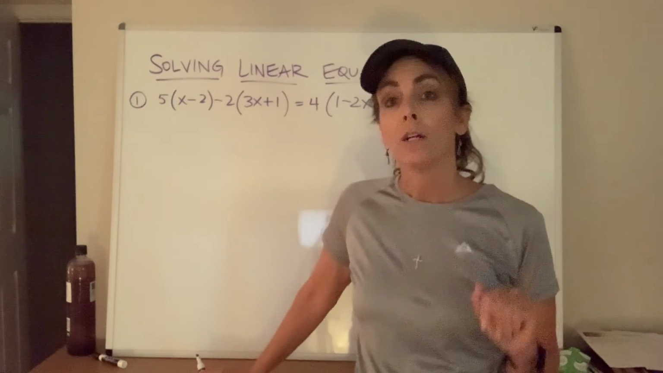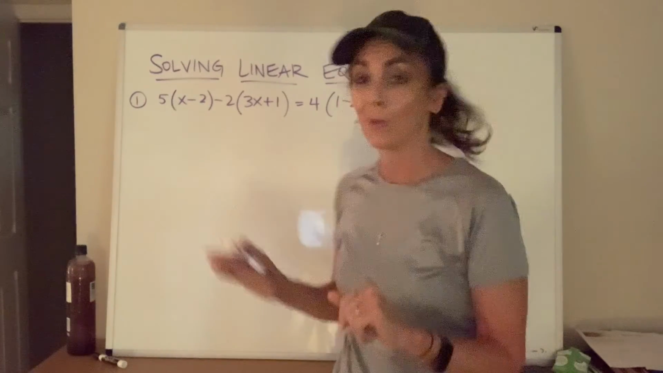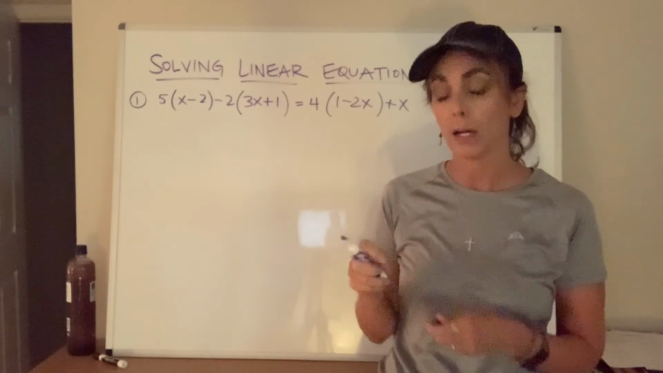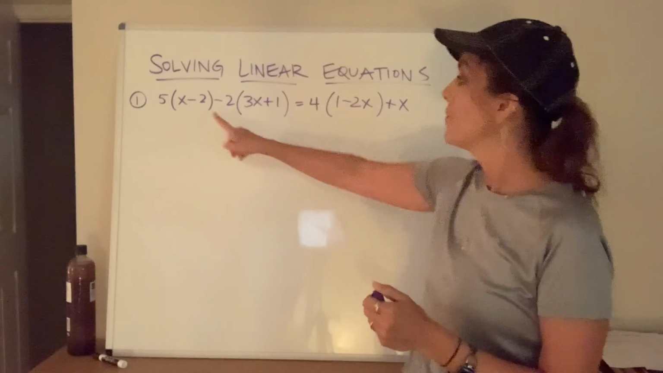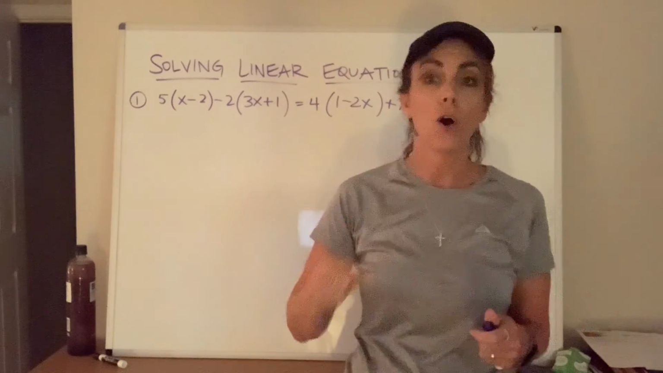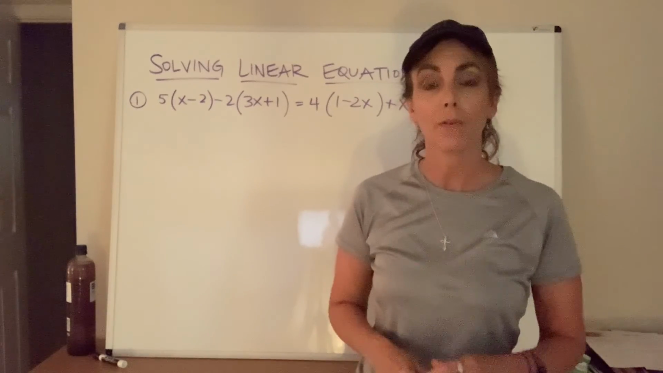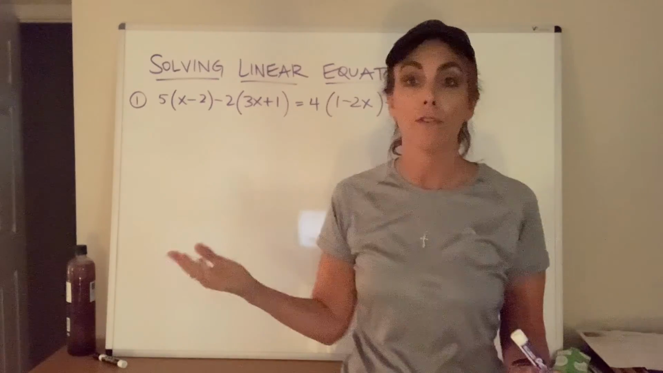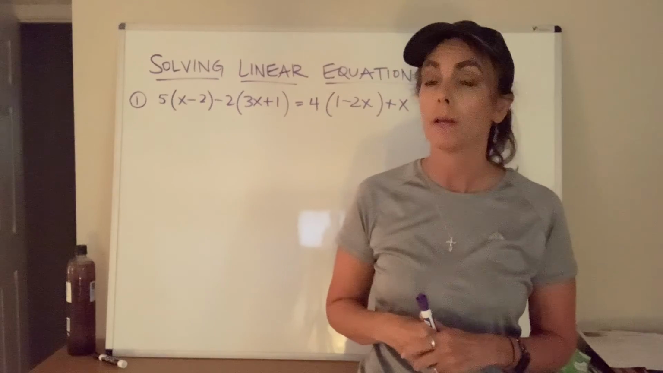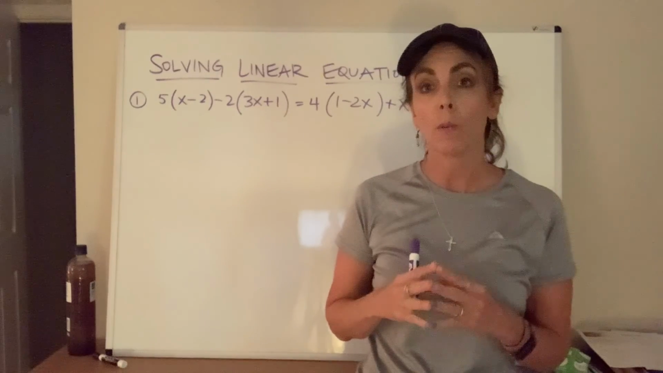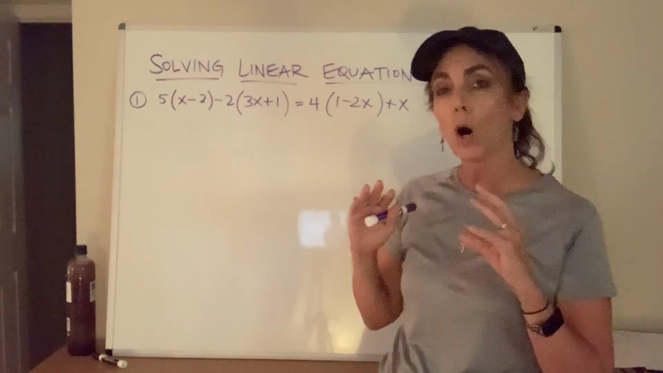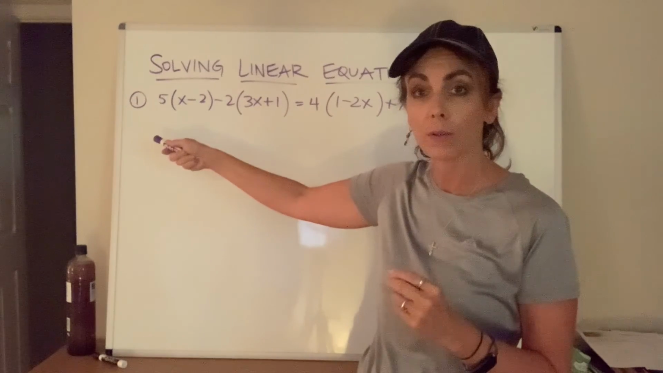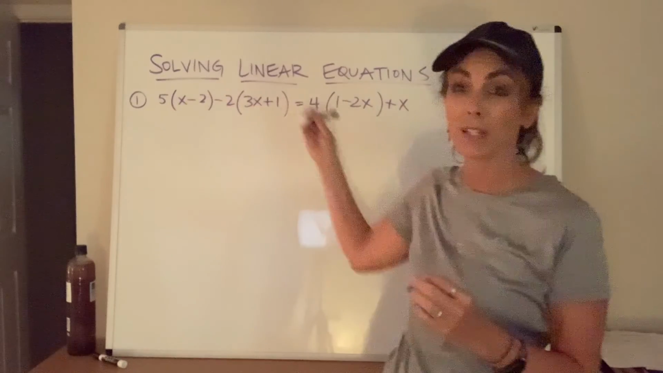I have on the board here an example of a linear equation. We know it's linear because the variables have no power greater than 1. We see variables and we see values, but no variable has a power greater than 1. When we see this, we want to group all the terms that have a variable in it to one side of the equal sign and everything else to the other.